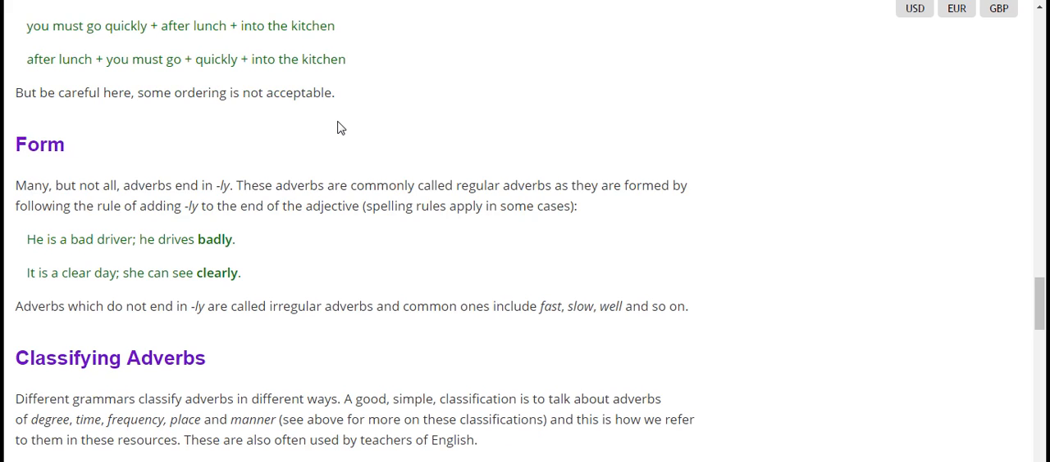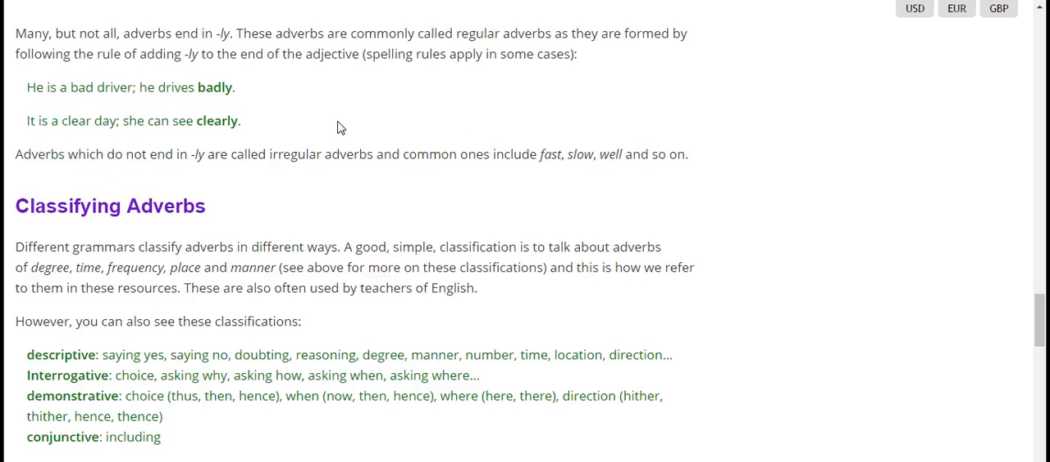But be careful here, some orders are not acceptable. Many adverbs end in -ly. These are very commonly called regular adverbs. They are formed by following the rule: add -ly to the end of an adjective. This rule is not applicable in some places.